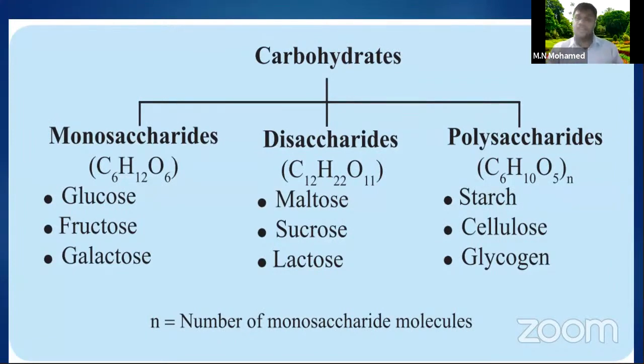Polysaccharides are formed from a large number of monosaccharides. For example, we know starch. Starch is formed by the combination of 200 glucose molecules. One starch molecule is formed by 200 glucose molecules.